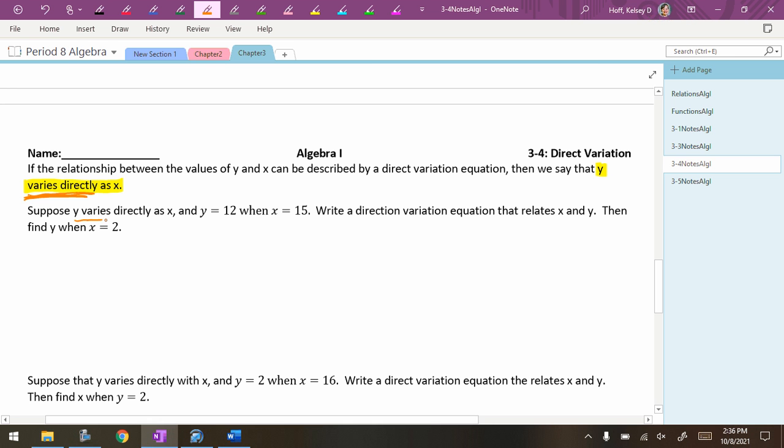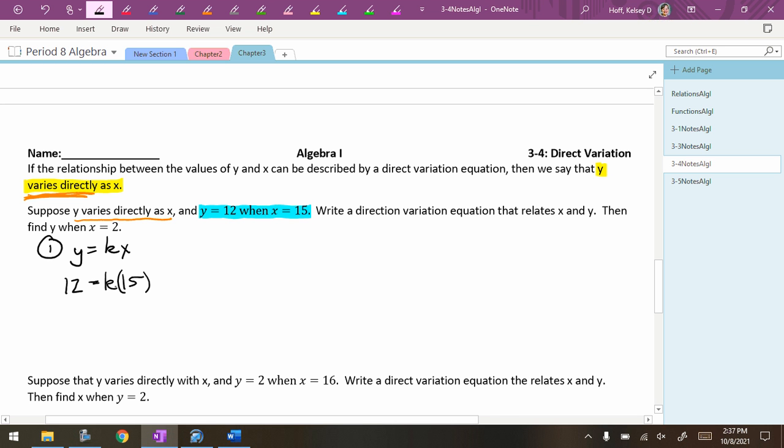Now, if y varies directly as x, we have a direct variation equation. What is the direct variation equation we just talked about? Y equals kx. That's where we start. Y equals kx. Now we use the first sentence they give us. Y equals 12 when x equals 15. Replace those letters with those numbers. Y is 12, x is 15. I don't know what k is, so I'm going to leave it as a k.